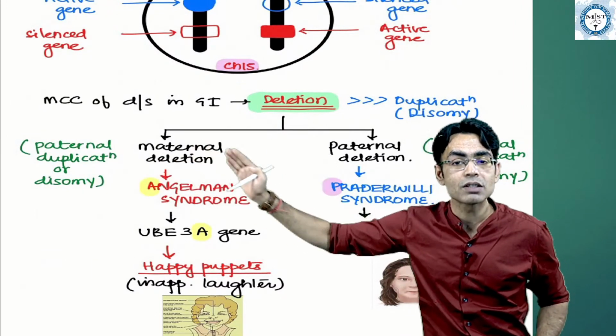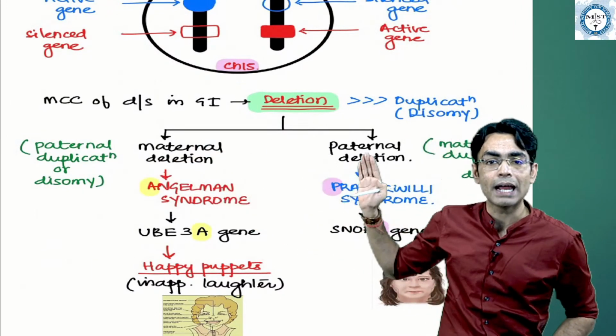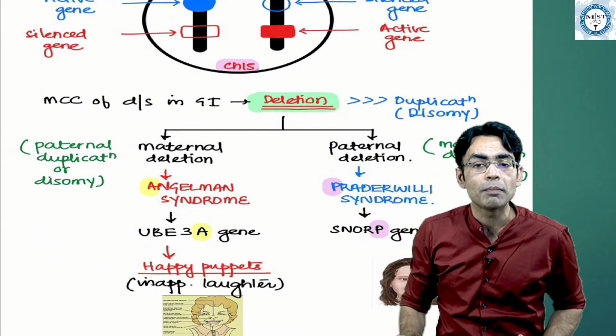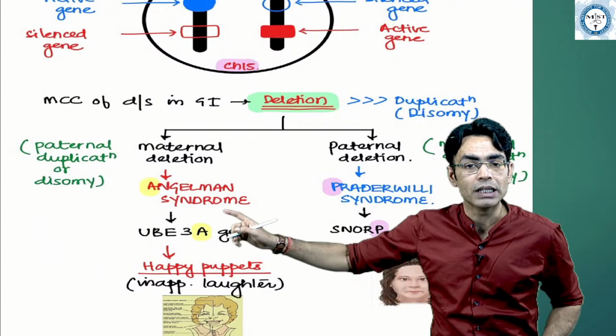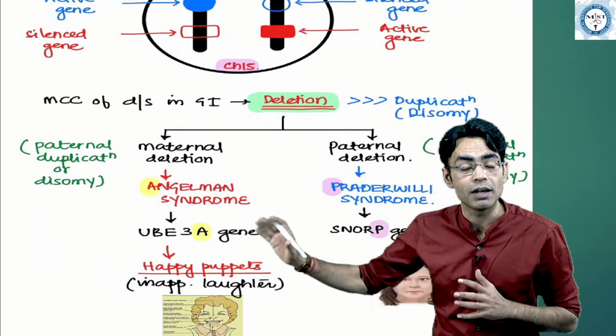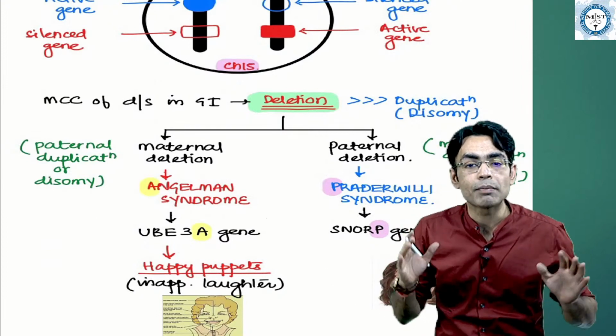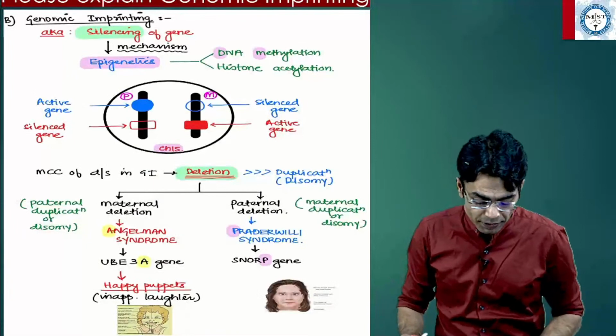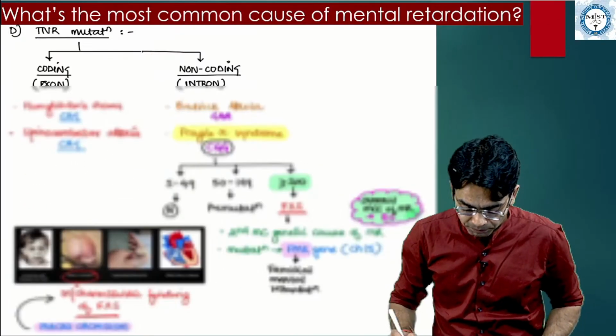So both of these will lead to Angelman, and both of these, paternal deletion or maternal duplication or disomy, would lead to Prader-Willi. And one more thing, these Angelman syndrome people are called happy puppets, mentally retarded, obese, and these patients have inappropriate laughter. Okay, so this is your genomic imprinting, the question somebody asked me.